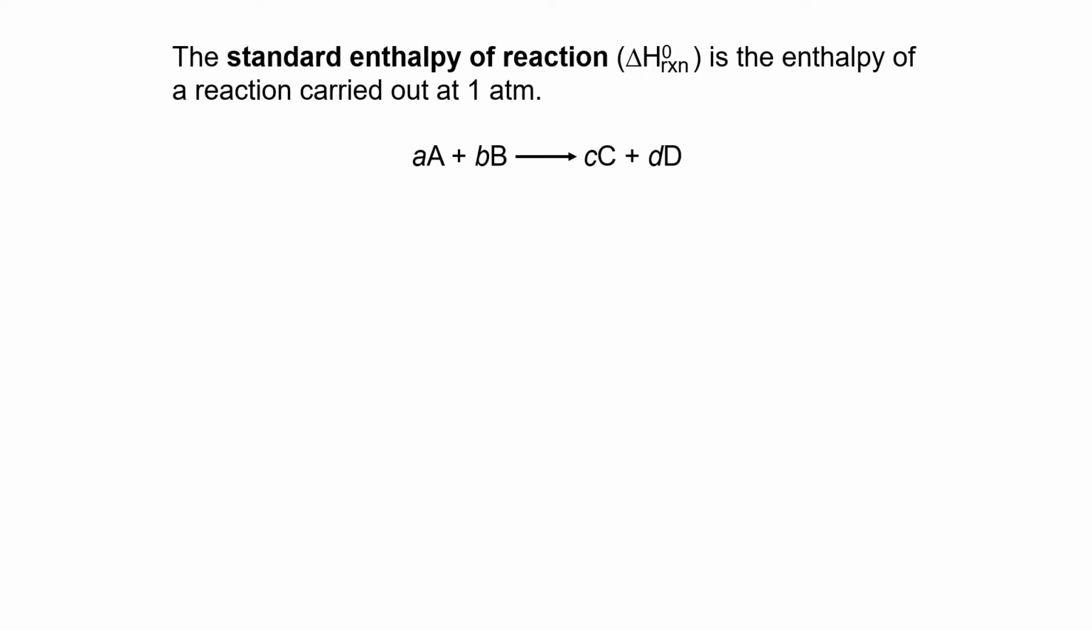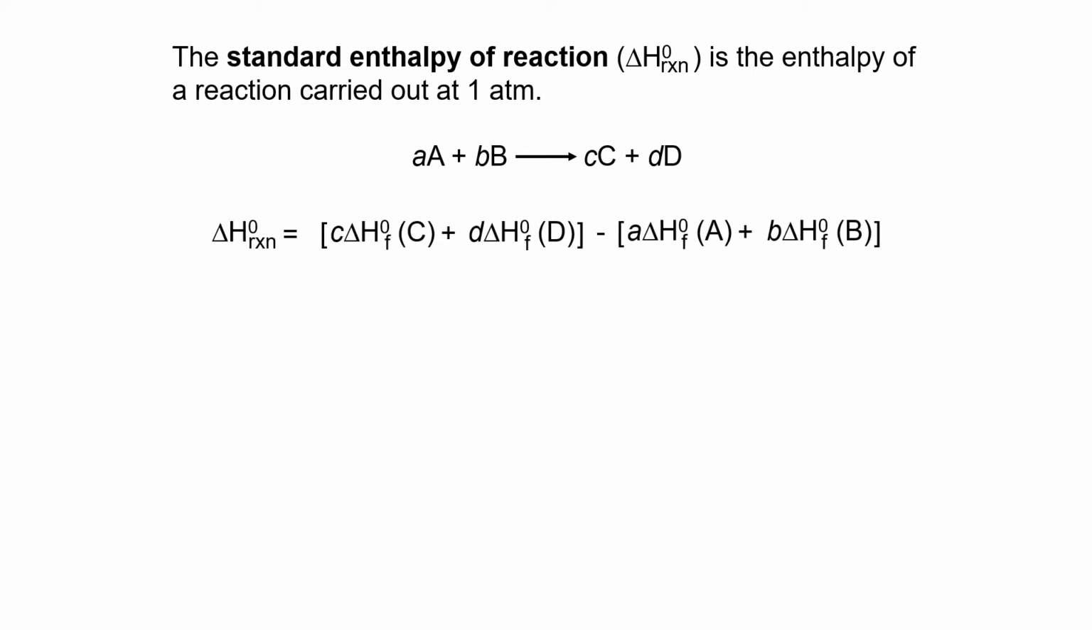So here we have a generic chemical equation. The lowercase letters indicate the coefficients, and of course the uppercase letters represent the elements or compounds. And the setup of these to calculate the standard heat of a reaction using heats of formation is multiplying the standard heat of formation of each component in the equation by its coefficient.